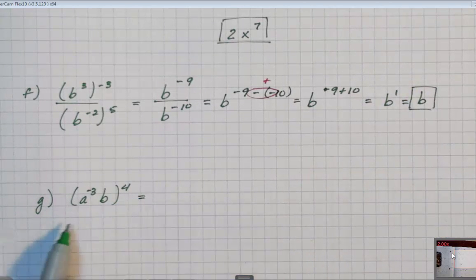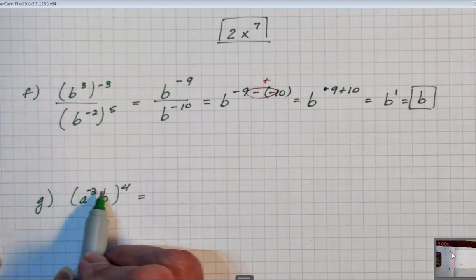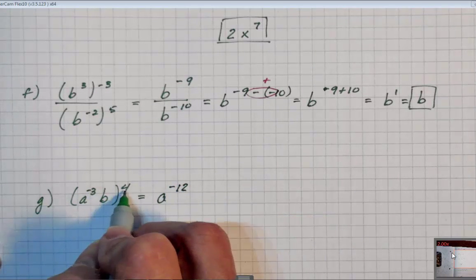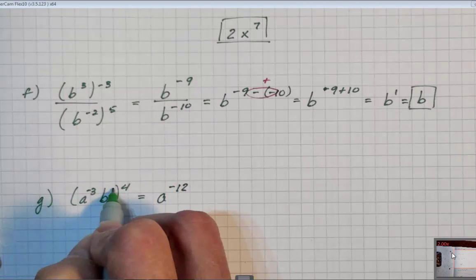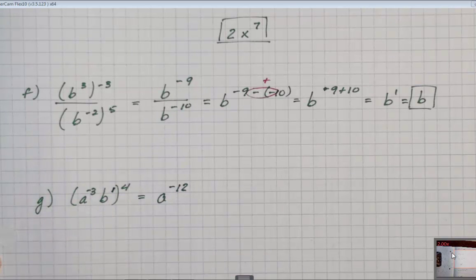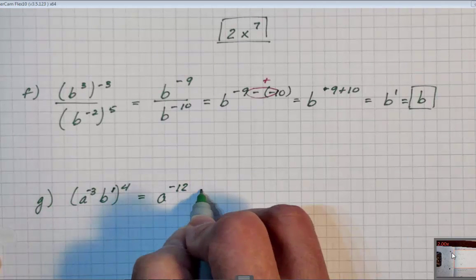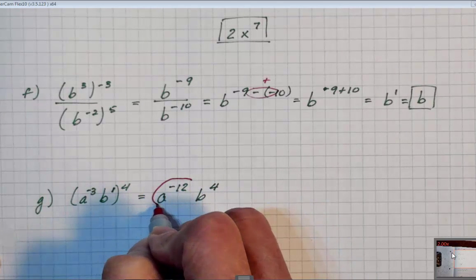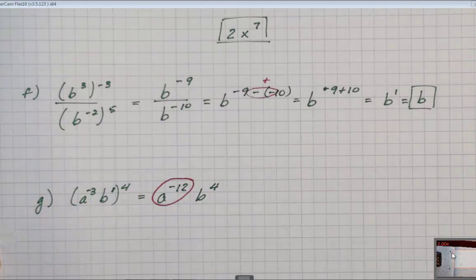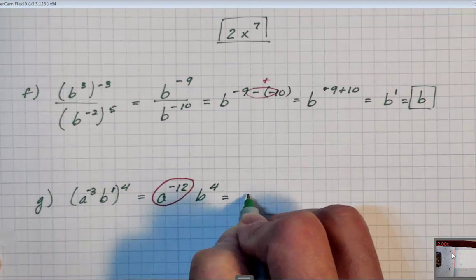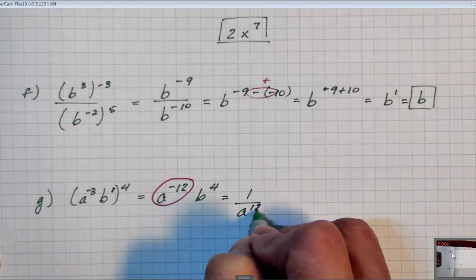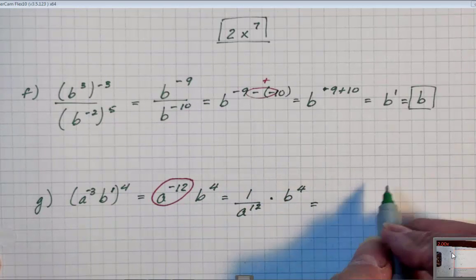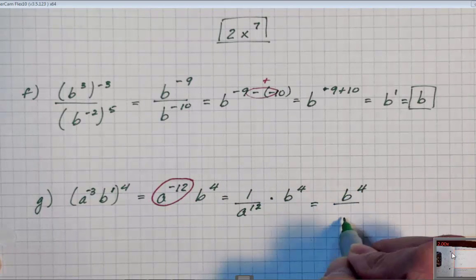Last problem, I have the power rule going on, and I'm going to multiply 4 times negative 3, which gives me a to the negative 12th. And then I need to make sure that I distribute it with the power that I have on b, and the power I have on b is understood to be 1. So 1 times 4 gives me b to the 4th. Then I need to take care of any term or any factor that has a negative exponent, which is just my a to the negative 12th. So I'm going to rewrite that as 1 over a to the positive 12th times b to the 4th. And then combining those together, b to the 4th over a to the 12th.